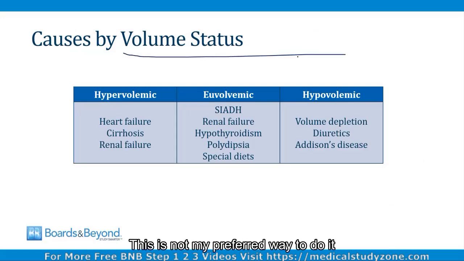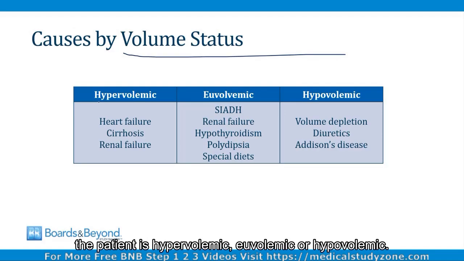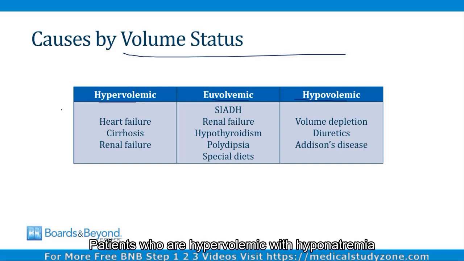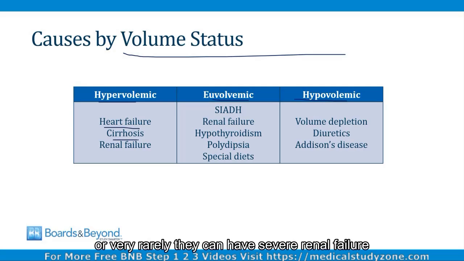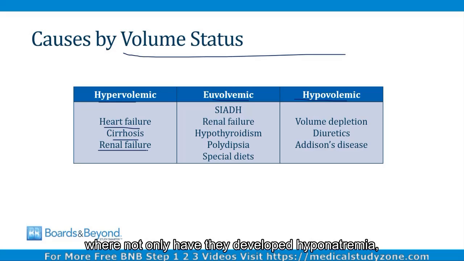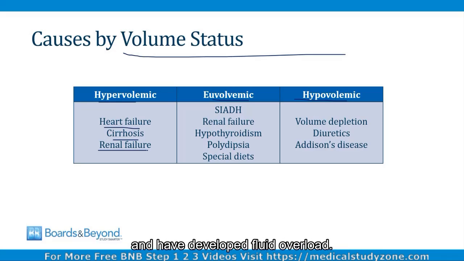This is not my preferred way to do it, but if you want to do it this way, shown on this slide is a table with the different causes of hyponatremia based on whether the patient is hypervolemic, euvolemic, or hypovolemic. Patients who are hypervolemic with hyponatremia have either heart failure or cirrhosis, or very rarely they can have severe renal failure where not only have they developed hyponatremia, but they are retaining fluid and have developed fluid overload.